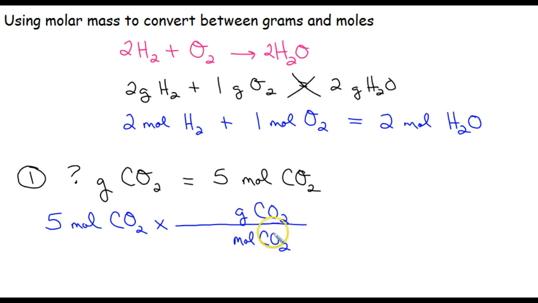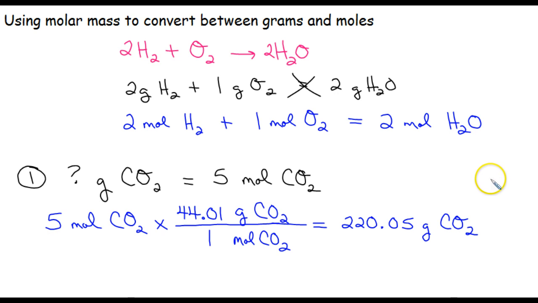Now, molar mass is defined as the number of grams per 1 mole. In a previous video, I calculated the molar mass of carbon dioxide as being 44.01. So, in your calculator, you should punch in 5 times 44.01, and I didn't give you a particular number of sig figs for this, but in your calculator you should get exactly 220.05 grams of carbon dioxide.